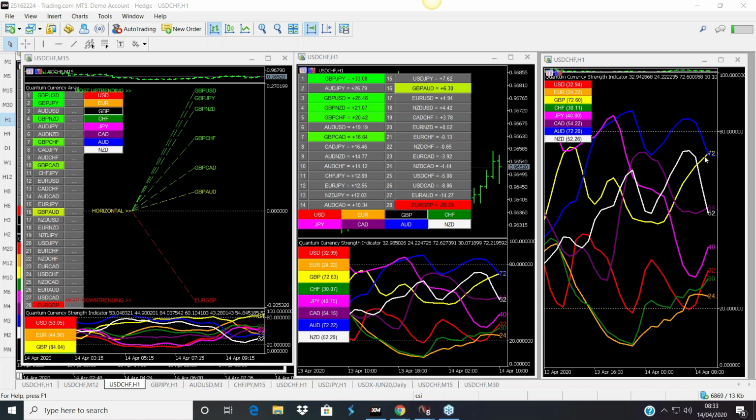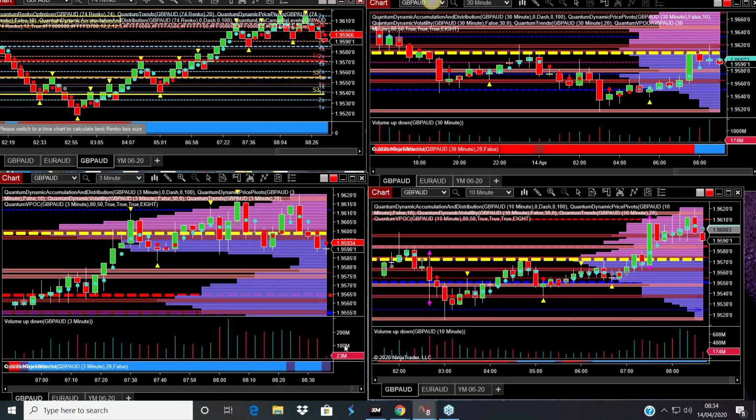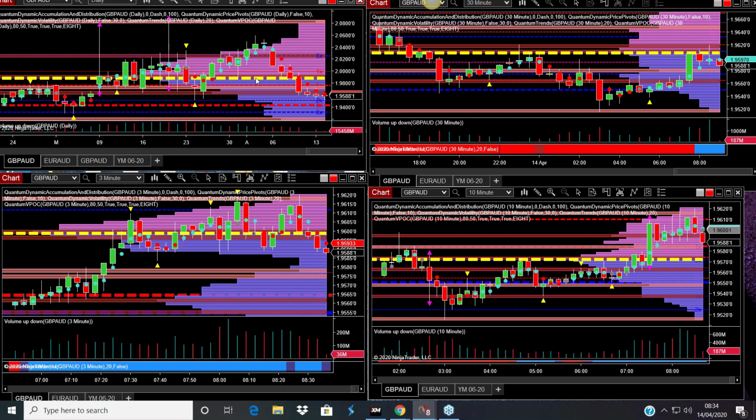They're kind of crossing as well. And as it's one of my pairs, I can then now go and explore it further. And I've actually got it on my NinjaTrader, and I've got the 3-minute chart. Let's just move that. I've got the daily chart, I've got the 30, and I've actually got the 10-minute chart.